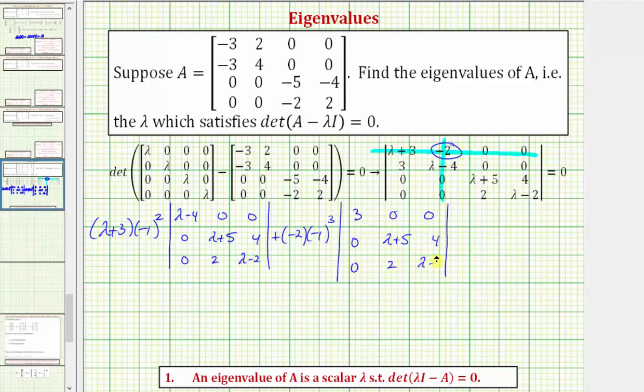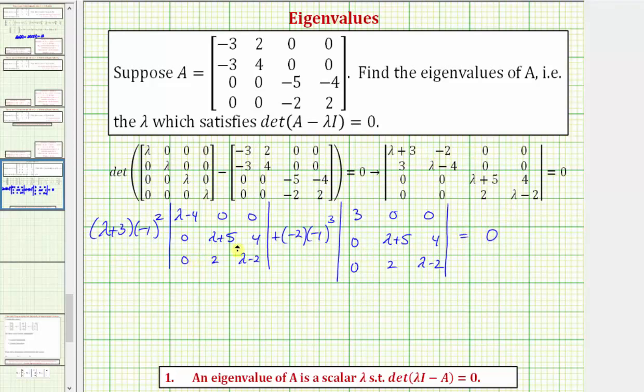2, lambda minus 2. Now we can actually go ahead and stop here, because notice how the remaining elements in row 1 are 0, so the rest of the expansion would be 0. So we want to know when all of this is equal to 0.